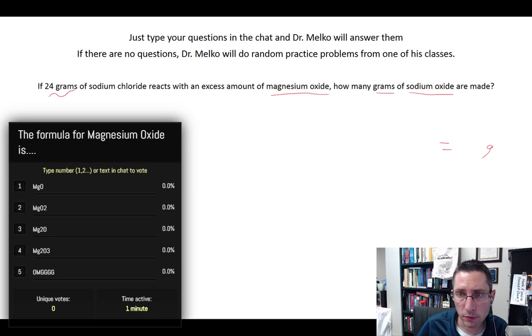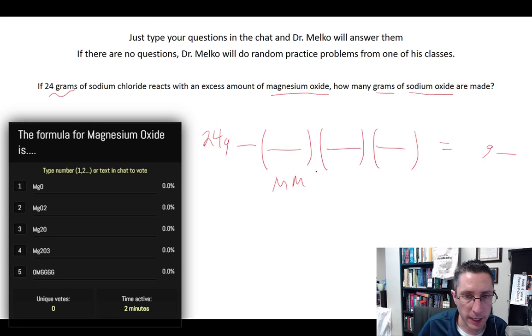Of course, I need to know the formula for sodium oxide. I know I'm starting with, or I'm given here, 24 grams of sodium chloride. And so this looks like a grams to grams type of conversion, so I know I'm going to need these 3 stoichiometric steps. I'll need the molar mass for this given reactant, I'll need the molar mass for the desired product, and I'll need the molar ratio from the balanced chemical reaction.